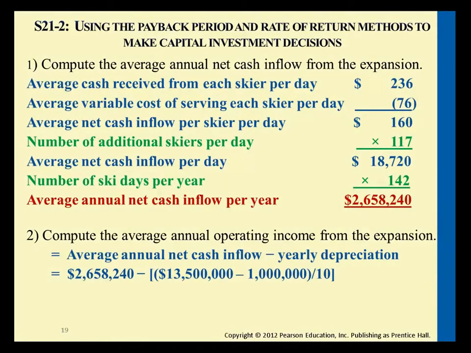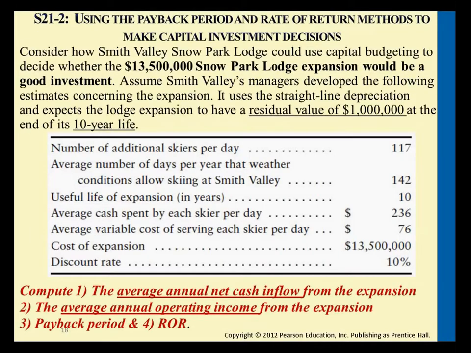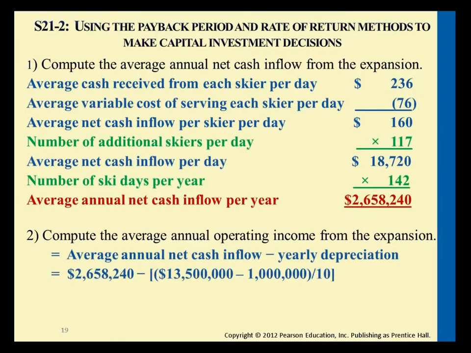So what is it? What did it say? I don't have the problem itself. Let me go back. So we know that the cost of expansion, right, is $13.5 million. We also know that residual value at the end is $1 million, right? And then we also know that it's 10 years. So what we're going to do here, we'll take $2 million.